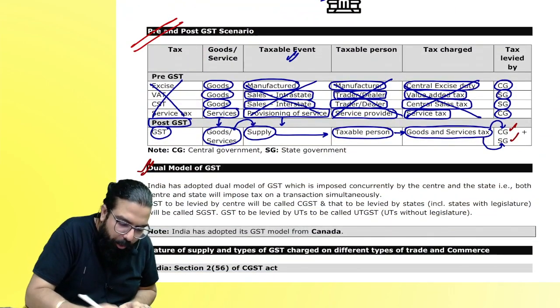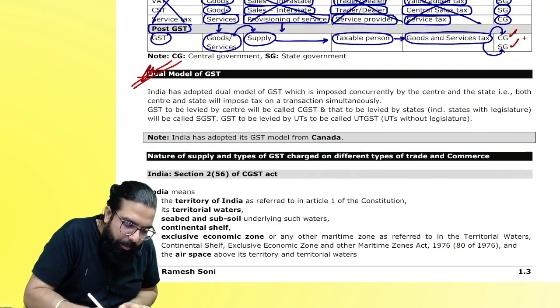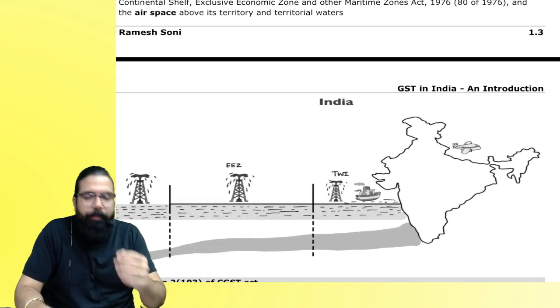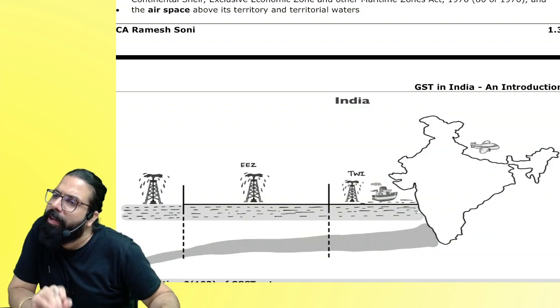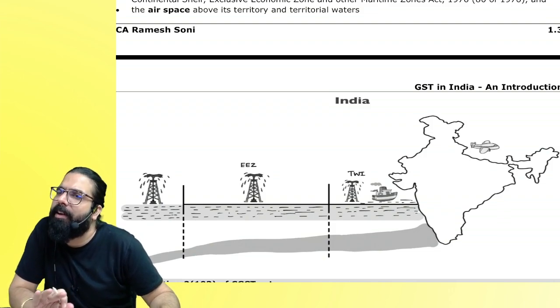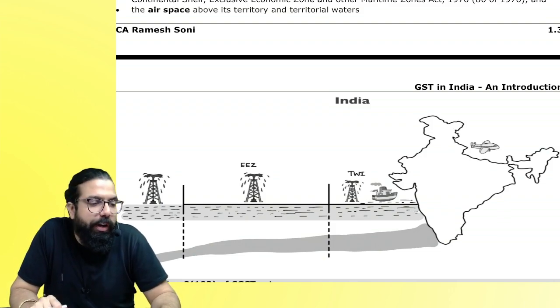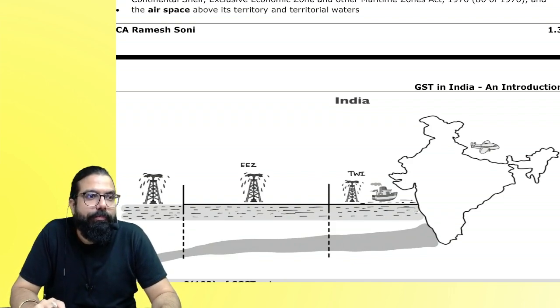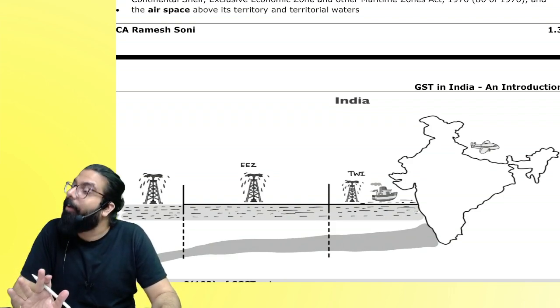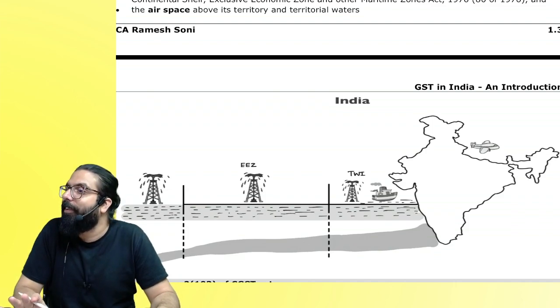We understood pre and post. I told you about the dual model, right, everyone? Now, GST is applicable on what, everyone? India. GST is applicable on any transaction happening in India. Can you tell me what you mean by India? Sir, India is a country. Okay, next.